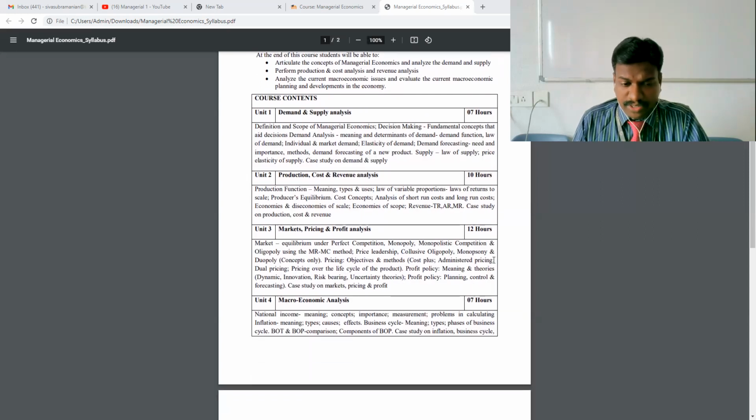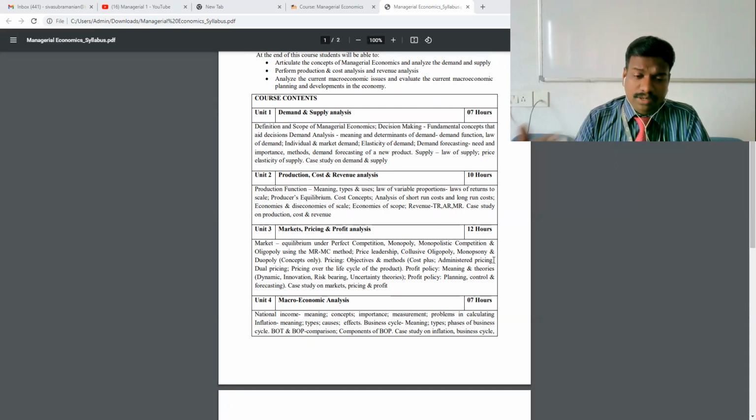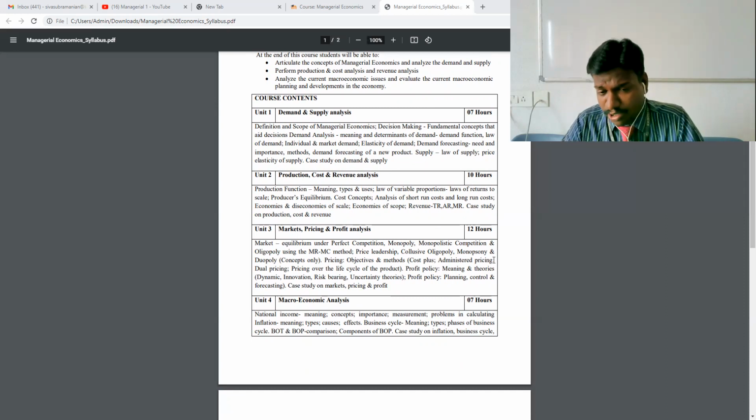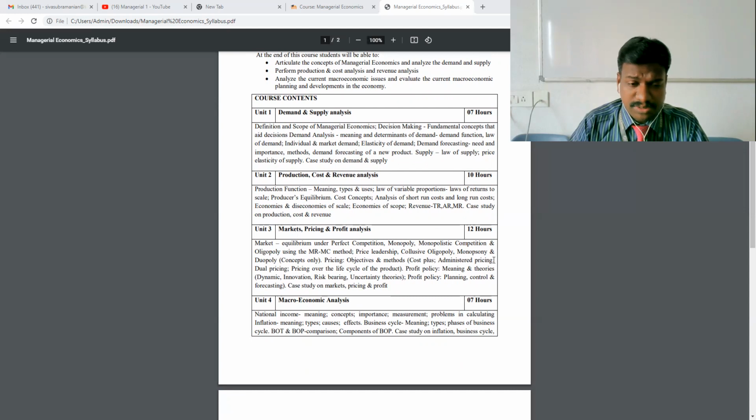Then the fourth unit comprises macroeconomic analysis. The whole course gives the idea about microeconomic concepts and macroeconomic concepts. The first three units consist of microeconomic concepts, and the fourth unit consists of macroeconomic concepts.